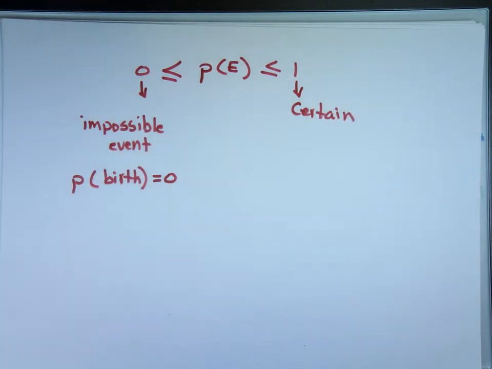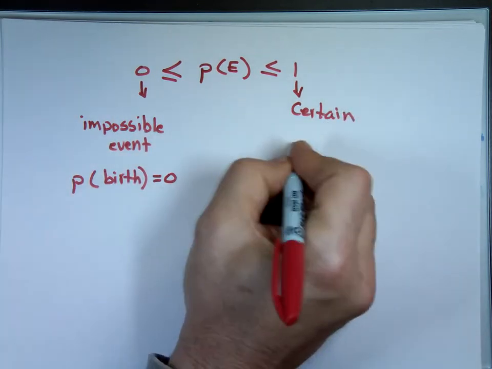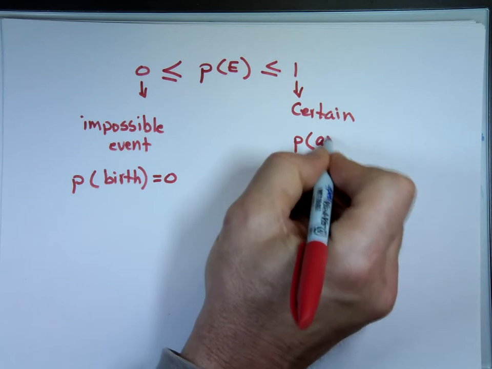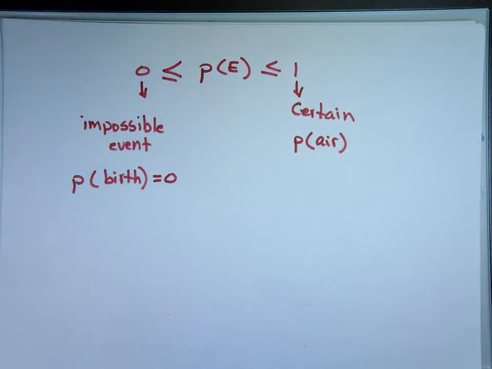What is the probability that any one of us will breathe air in the next 10 minutes, if you're still alive? It better be 100%, because you can't hold your breath. You can't go without air for more than 2, 3, or 4 minutes. If you don't get oxygen for 4 minutes, you are brain dead.